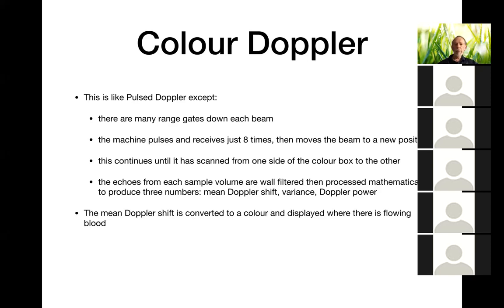So the mean Doppler shift is converted to a color. And the machine displays that on the image, but only in places where the machine determines that it's looking at flowing blood rather than looking at tissue. So the machine has a function that discriminates between tissue and blood, and it only shows color where it should.